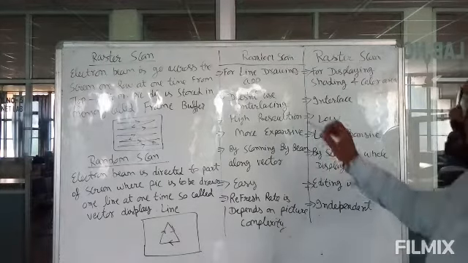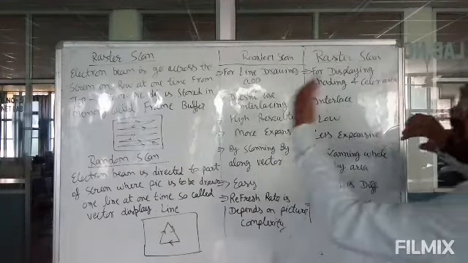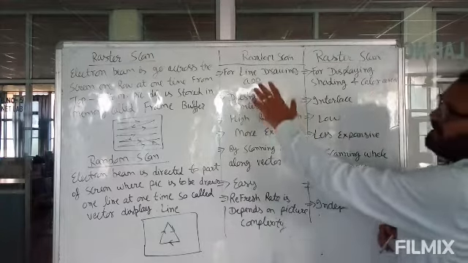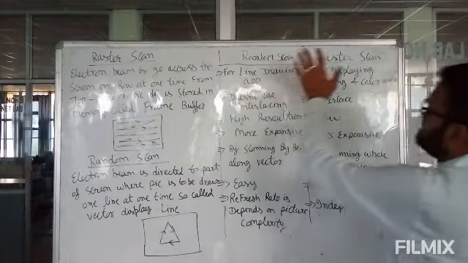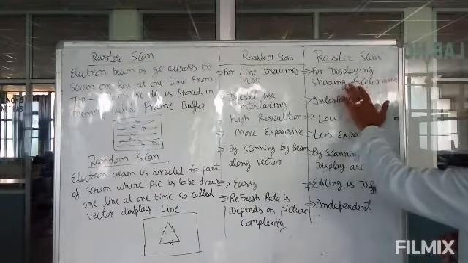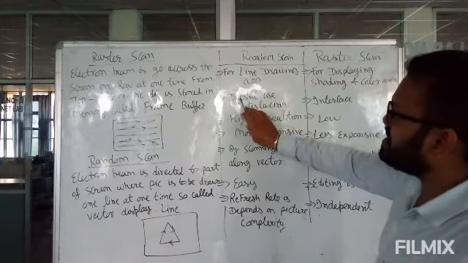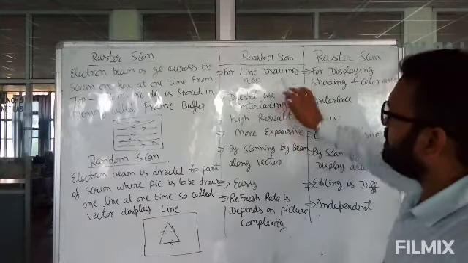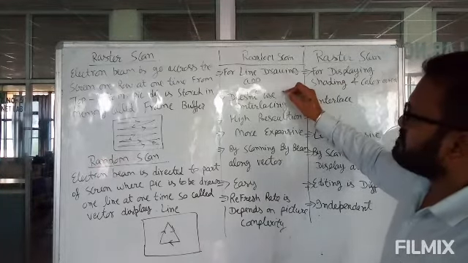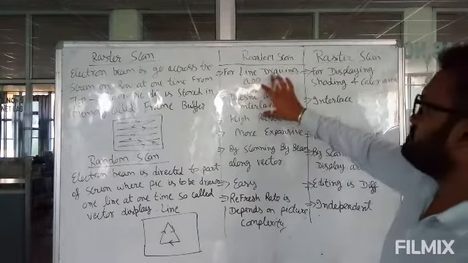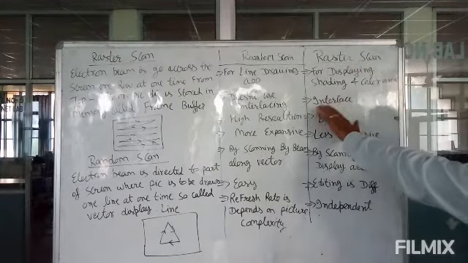Now we come to the difference between the random scan and the raster scan. First difference is that random scan is basically used for line drawing applications, while raster scan is used for shading and color areas. Second point is that random scan does not use interlace. Interlace means firstly odd lines, then even lines. But the raster scan uses the interlace concept.